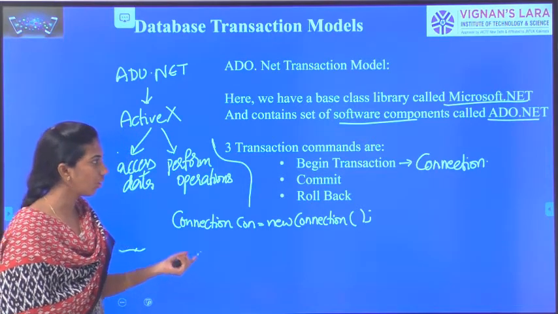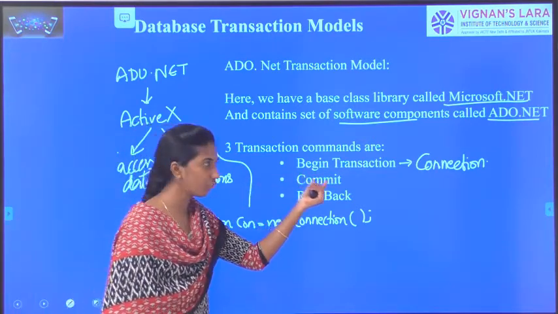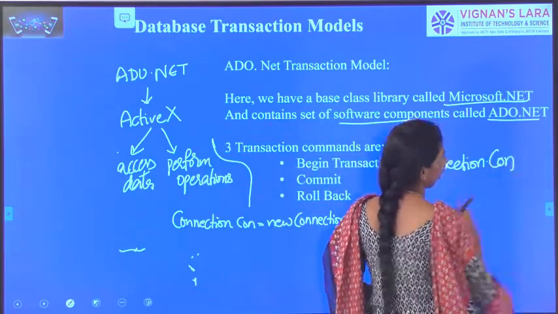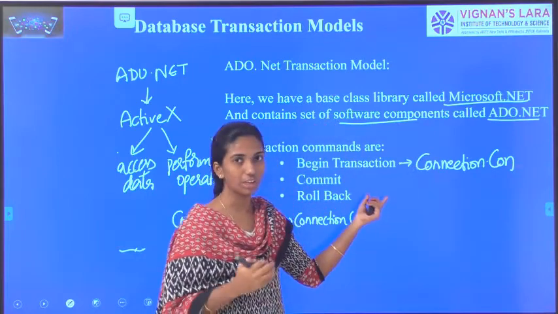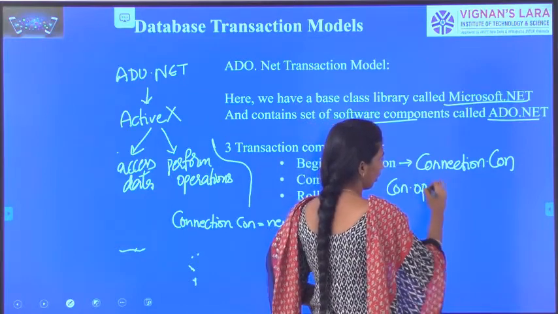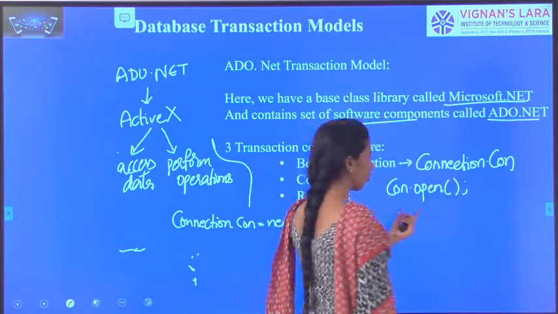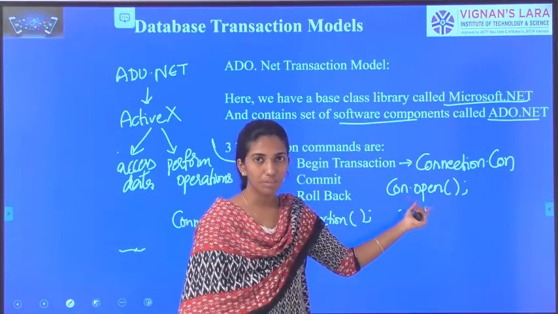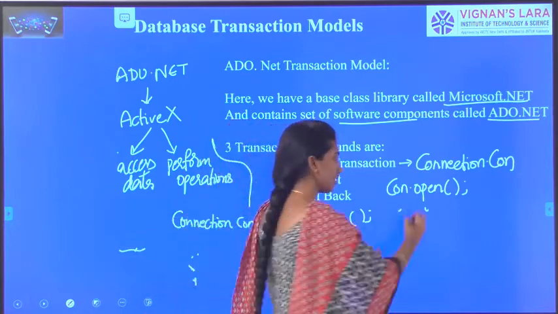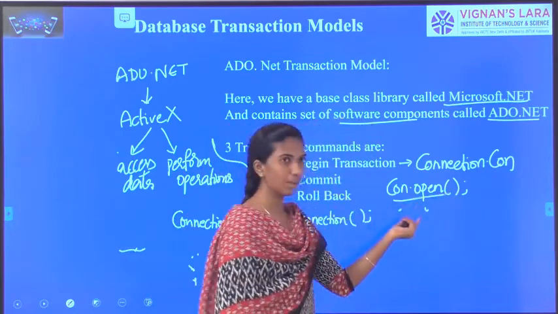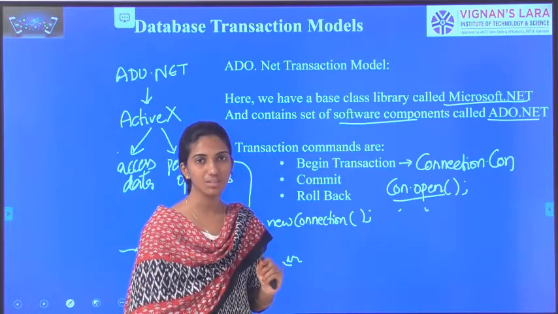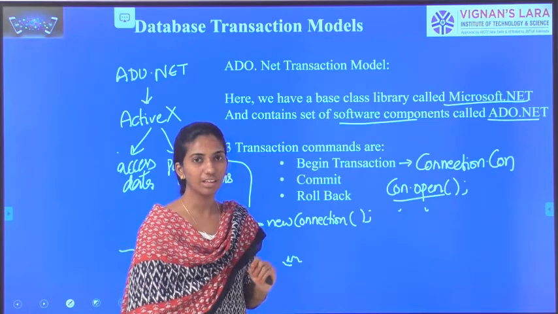In the same way, in order to begin a transaction, we need to first create a connection object. I have created an object called con. By using this connection object, I need to create a pipe for that. So con dot open. What does this con dot open specify? Open means it is going to create a path to access the database. So this is the command for that. Till now what we have done is we have created a connection and a path is established to access the database. That means whatever the data that is present in the database.